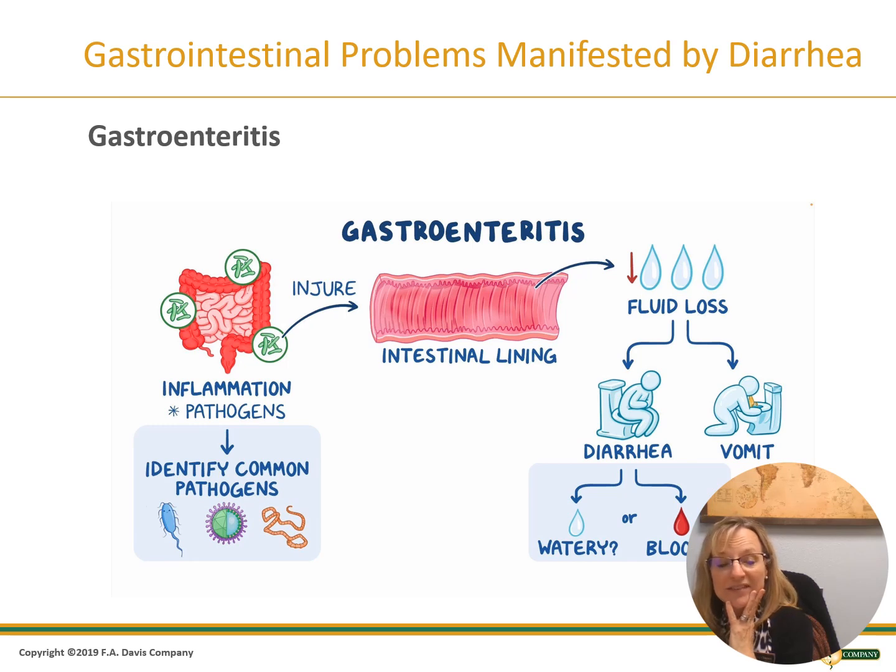GI problems manifested by diarrhea, gastroenteritis. No big deal, right? We see that all the time. But it can be a big deal. It's often defined as just the onset of diarrhea in the absence of chronic disease. They can have abdominal pain, but not always. Cramping, fever, nausea, vomiting.